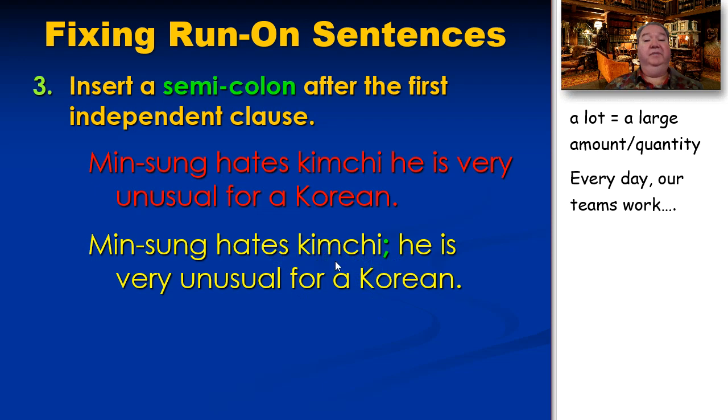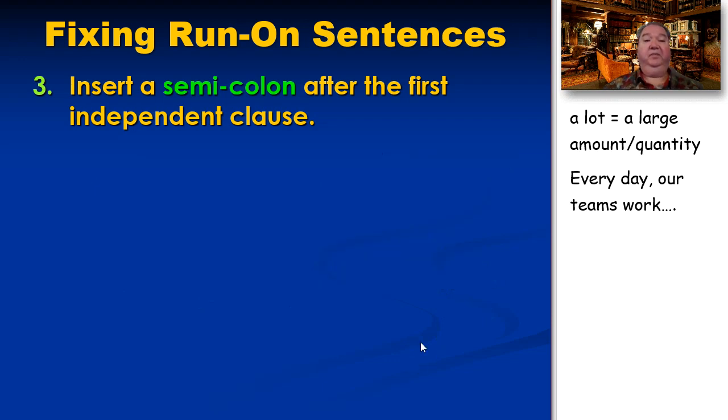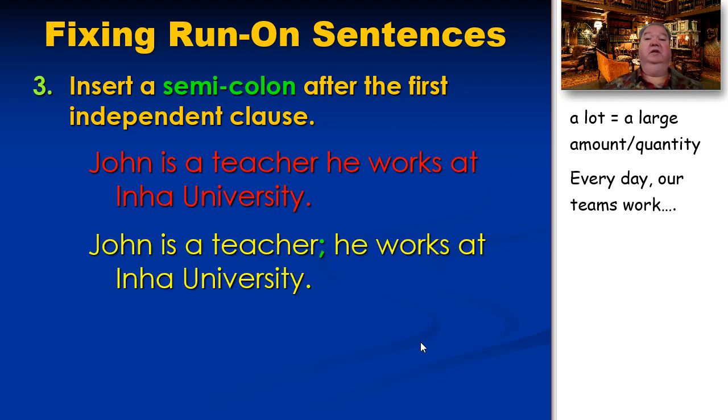Min Sung hates kimchi. Because of that, or this is what makes him unusual for a Korean, because most Koreans love kimchi. So because he hates kimchi, he's unusual. So these are very closely related ideas. So a semicolon is appropriate. A semicolon works there. Or John is a teacher who works at Inha University. John is a teacher. He works at Inha University. Okay, much cleaner and simpler. Semicolon, no capital letter after that.